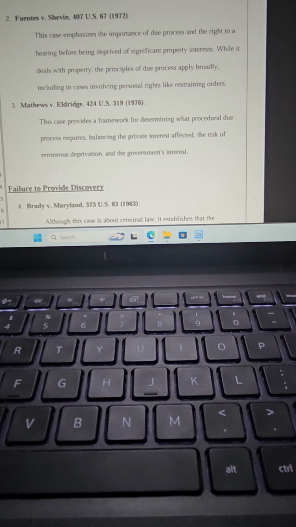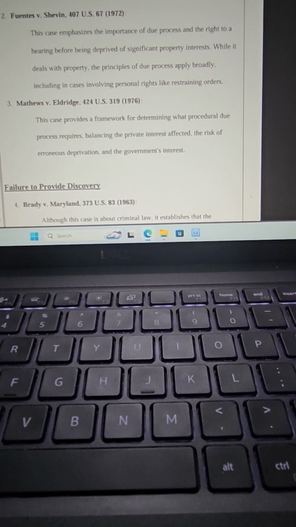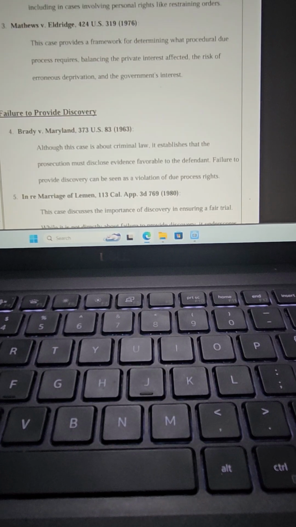This case provides a framework for determining whether procedural due process requires balancing the private interest affected, the risk of an erroneous deprivation, and the government's interests.